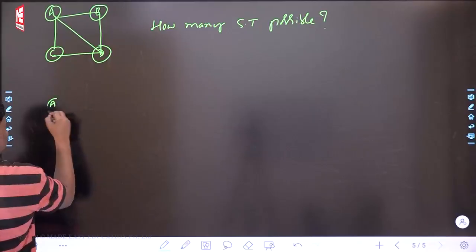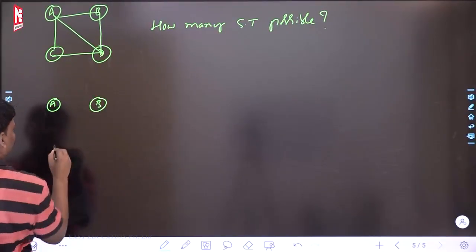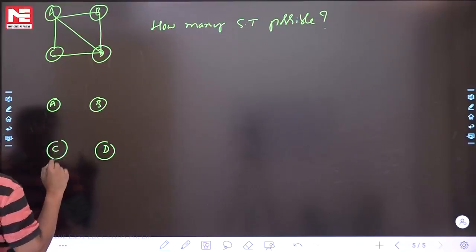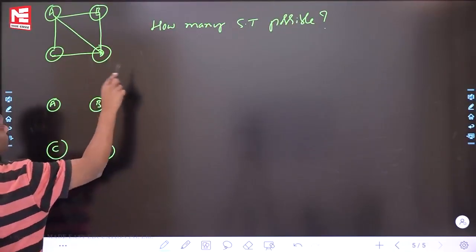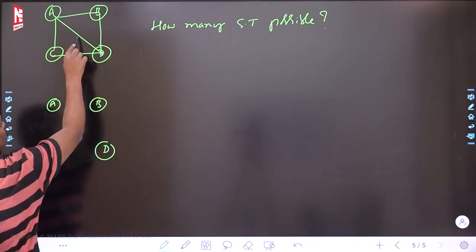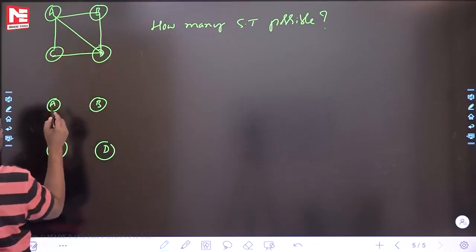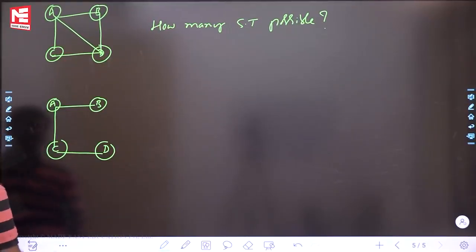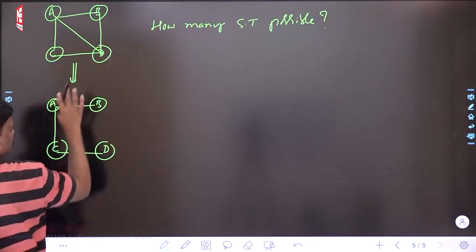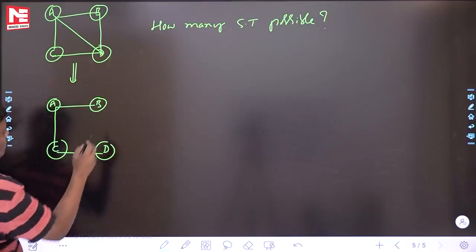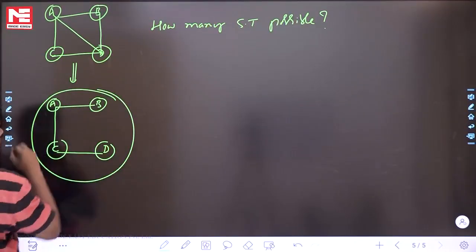See this one, A, B, C, D. So let me try. How many spanning trees are possible? What I will do is, without taking this middle line, let me write. Can you help me now? Is it a spanning tree? There are 4 vertices, and I took all of them. 4 minus 1, 3 edges. See, it is a subgraph also. Can you help me? Is it a spanning tree or not? Yes, it is a spanning tree, it's okay.